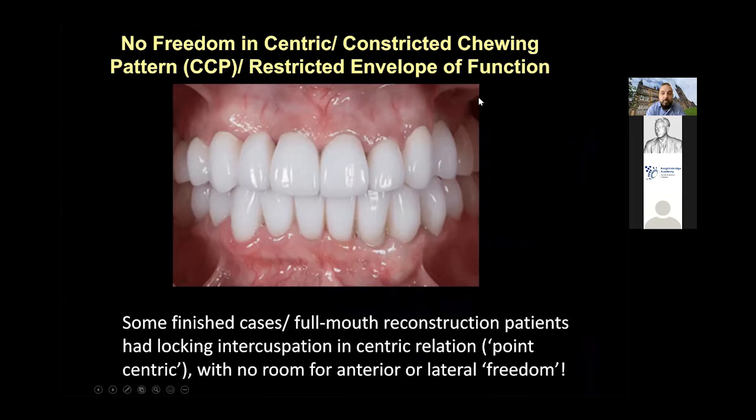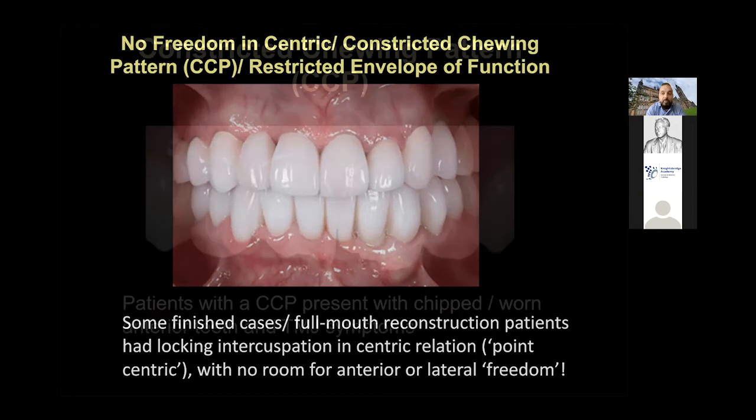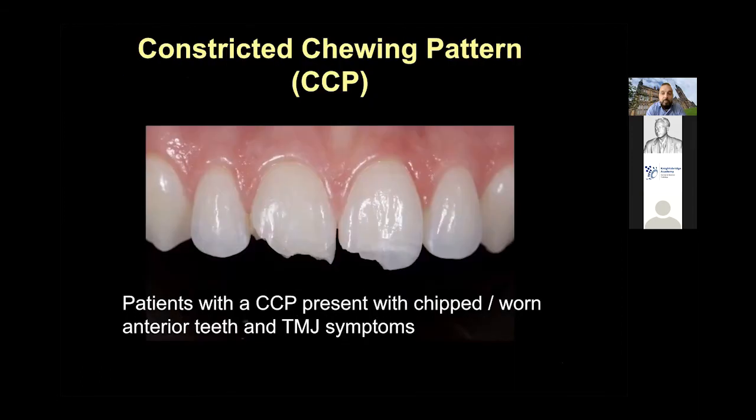So no freedom in centric is described as what we call a constricted chewing pattern, or CCP. This restricted envelope of function might cause some problems, such as chipping of the anterior porcelain crowns, which is something that always needs to be kept in mind. A patient with a CCP might present with chipped, worn anterior teeth and sometimes TMJ symptoms.